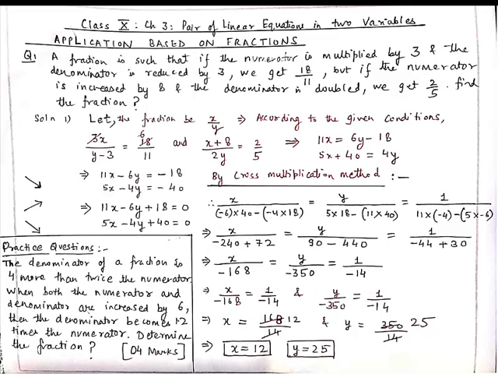Now, as the question says that if the numerator is increased by 8, our numerator is x, so it becomes x plus 8, and then the denominator is doubled, so the denominator is y, and doubled it becomes 2y, and this is equal to 2 upon 5. Now on cross multiply, we get 5x plus 40 equal to 4y.